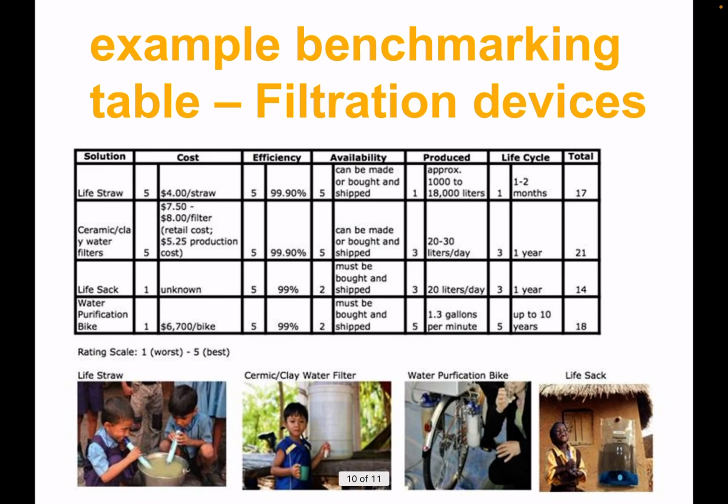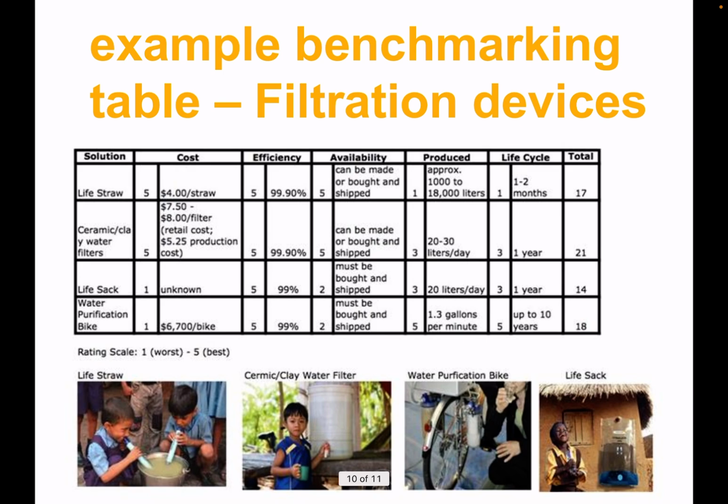Here's an example benchmarking table. This was for filtration devices. And so you can see, we pulled up a LifeStraw, ceramic clay water filter, LifeSack, and water purification bike. And then you can see the costs, the efficiency, the availability, how much water is produced, and then the life cycle. And then you can see the 1 is the worst and 5 is the best. So LifeStraw is rated the best for cost, so $4 per straw, whereas the water purification bike is rated the worst for cost at $6,700 a bike.